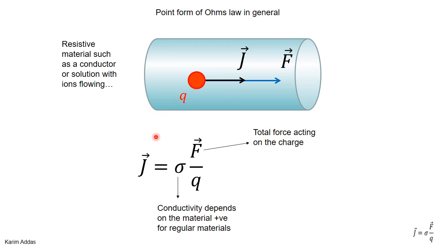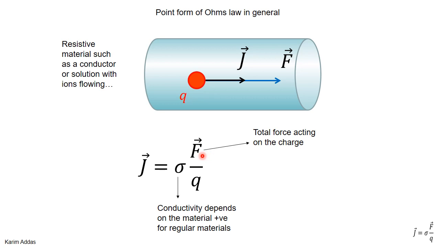So the point form of Ohm's law gives a relationship between the current density that's created and the force per unit charge that's acting on the charges. So J is equal to something called the conductivity of the material, which is a positive number for regular materials, and it's multiplied by the force per unit charge.